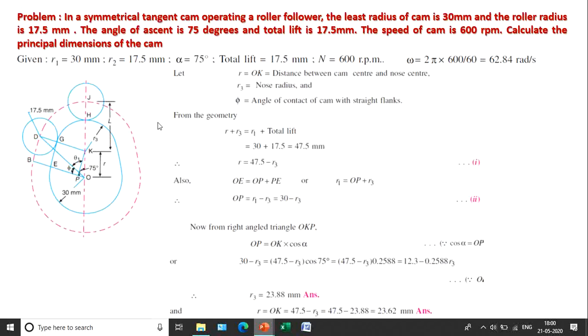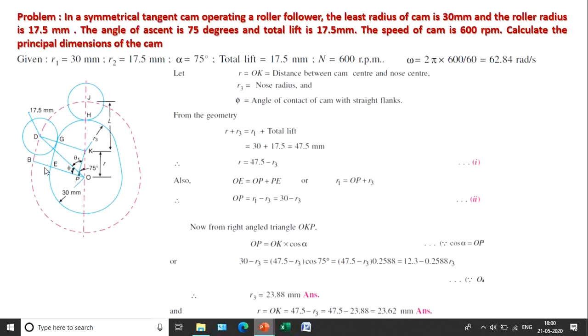That's the two data we need to determine. Once we determine this data, from that we can construct the cam profile very easily. Now here, given R1, that is base circle radius or least radius, is given as 30 mm, and R2, the roller radius, is given as 17.5 mm, and lift is also 17.5 mm. Here alpha is nothing but the angle of ascent, the angle turned by the cam.